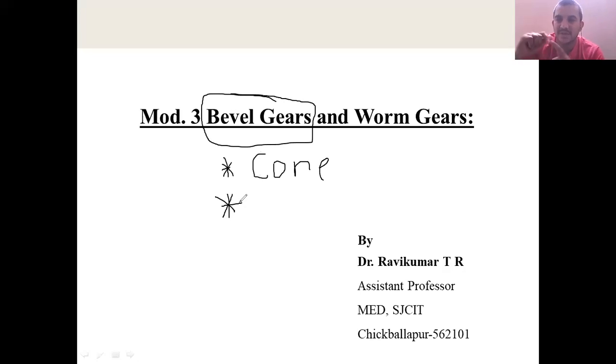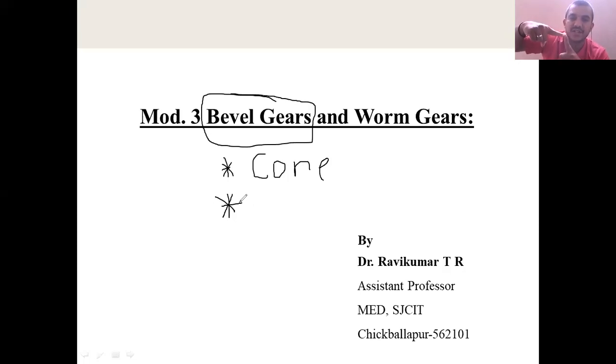Now let's see the camera here. Now consider two fingers. The two fingers show the axes here. Now if the two shafts are intersecting, it may be at any angle, from 0 degrees to 90 degrees or more than 90 degrees also. The two shafts are intersecting, and I want to transmit the power and motion from one shaft to another shaft.